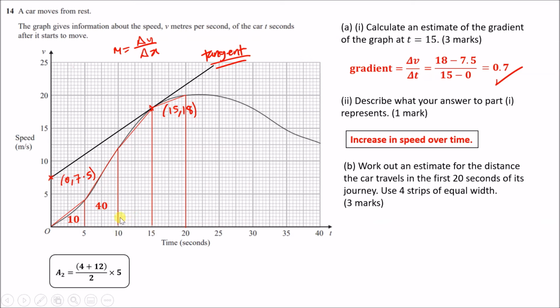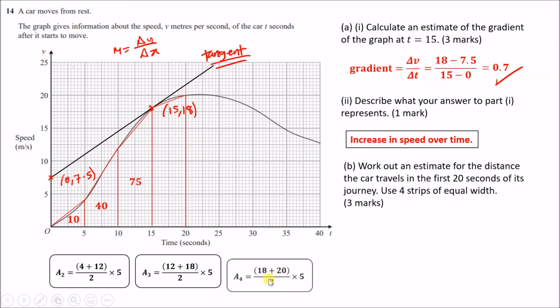And then repeat the same here. The good thing is, you're always going to start with the next number. So because you know this was 12, this will be 12 again. The height here will now be 18, like we found earlier. So it'll be 12 plus 18 over 2 times 5. Put this in your calculator and you get 75. And then repeat for the third case. You're going to have 18 and 20 this time. And 18 plus 20 over 2 times 5 will give us 95.